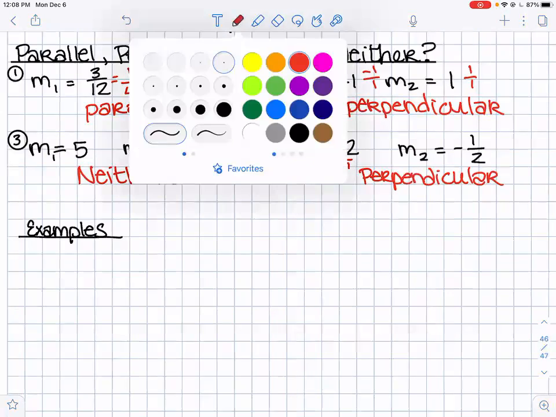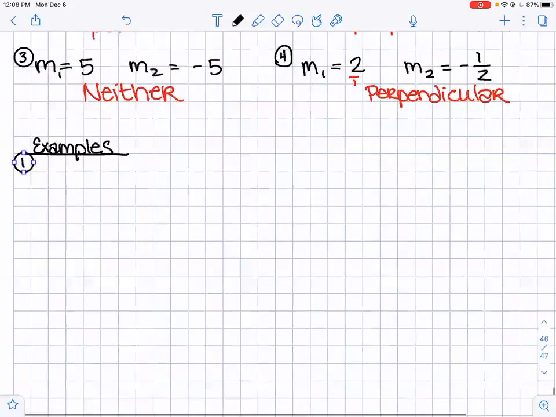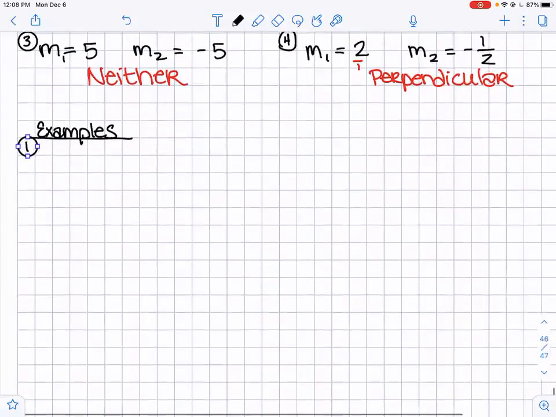Okay, let's get into actually writing these lines. I've got 4 examples here. We'll see how many we're getting through, but follow along. It's going to take a little bit of writing. Okay, so we're going to write the equation of a line.